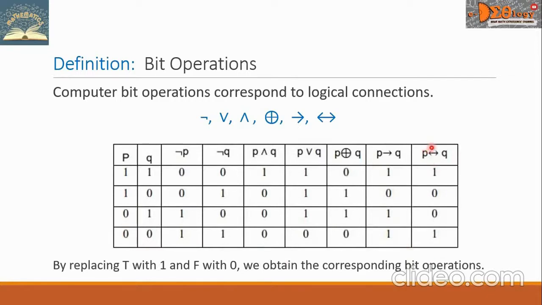P if and only if Q. The value will be 1 if both P and Q here have the same values, both 1 or both 0. So 1 if and only if 1 is 1. 1 if and only if 0 is 0. 0 if and only if 1 is 0. 0 if and only if 0 is 1. These are now the bit operations.